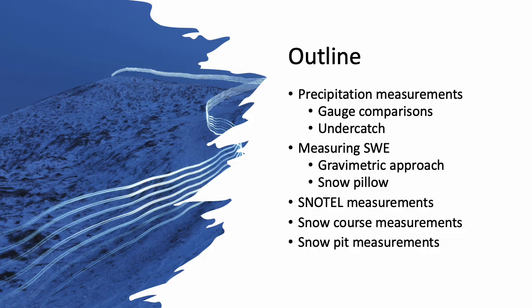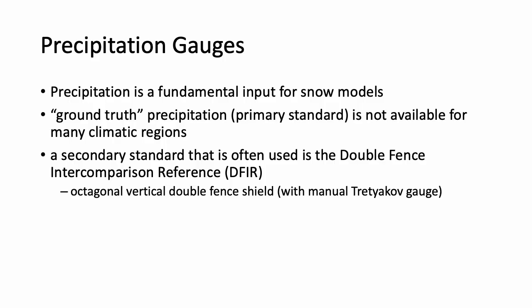Just an outline: I'm going to talk about different kinds of precip measurements, how hard it is to measure snow using standard gauges, different ways of measuring this important quantity called snow water equivalent, measurements from automated sites called SNOTEL, and different ways of measuring snow along transects, which we call snow courses, and snow pits, and then of course the measurements that I'll be demoing on the quad in class tomorrow.